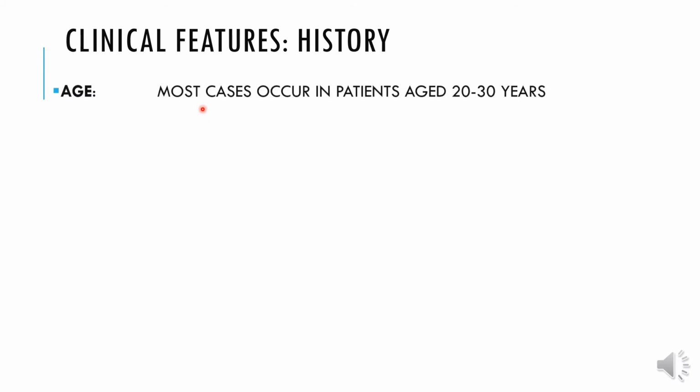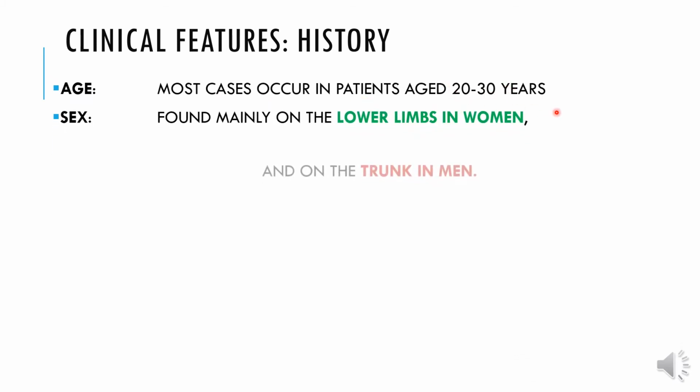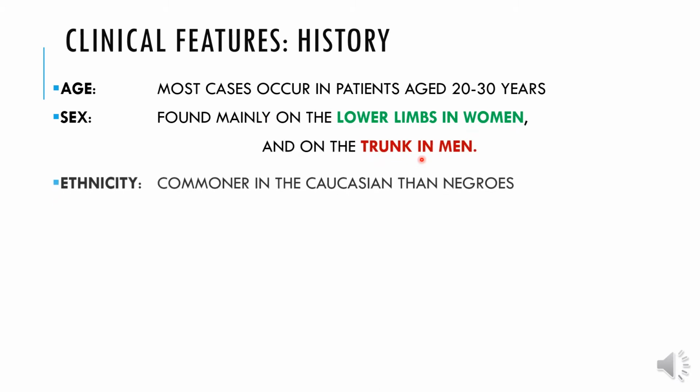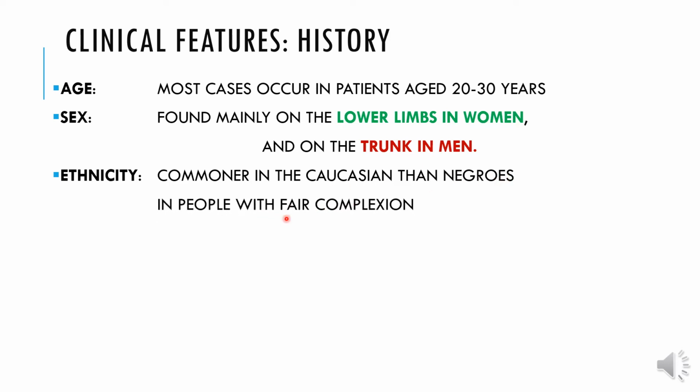Clinical features. Most cases occur in patients aged 20 to 30 years, mainly found in lower limbs in women and on the trunk in men. Common in Caucasians and Negroes, in people with fair complexion, those with red hair, which people describe as escape albinos or albinos. So it's commoner in those set of persons because of the nature of their skin.